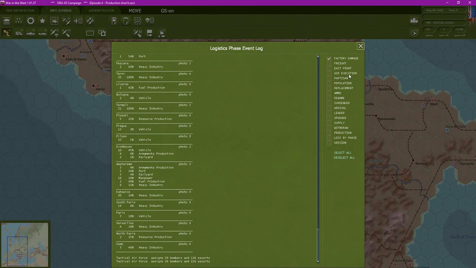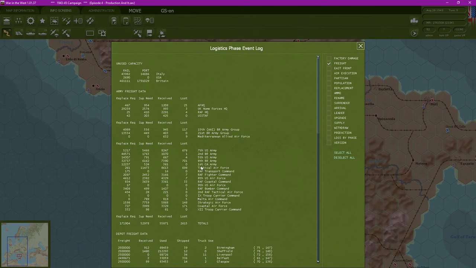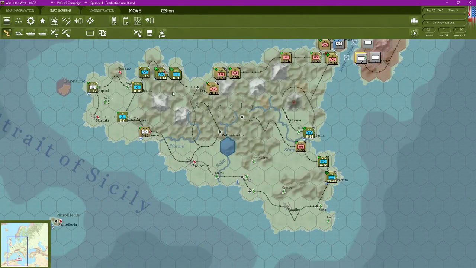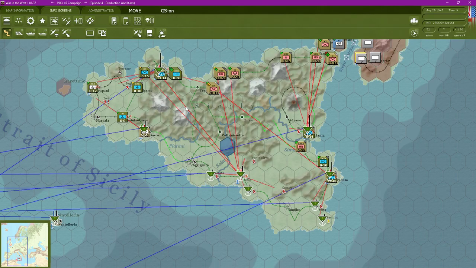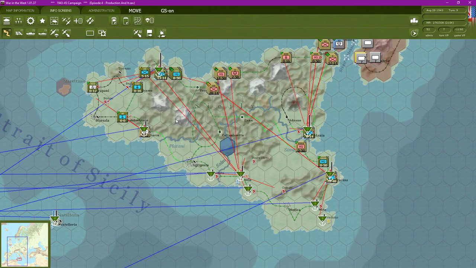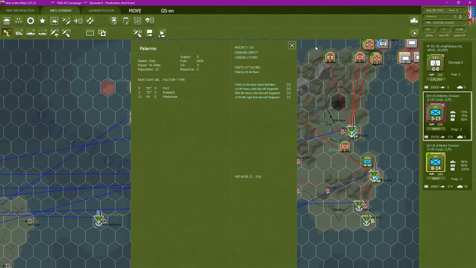Okay, fantastic. I can find it easier just to check. Right, and 8. Okay, yes, we are receiving supply over here via ship. That's fantastic. I mean, all of these ports are receiving freight via sea, which obviously I want these ones to receive the most, Palermo and Catania.